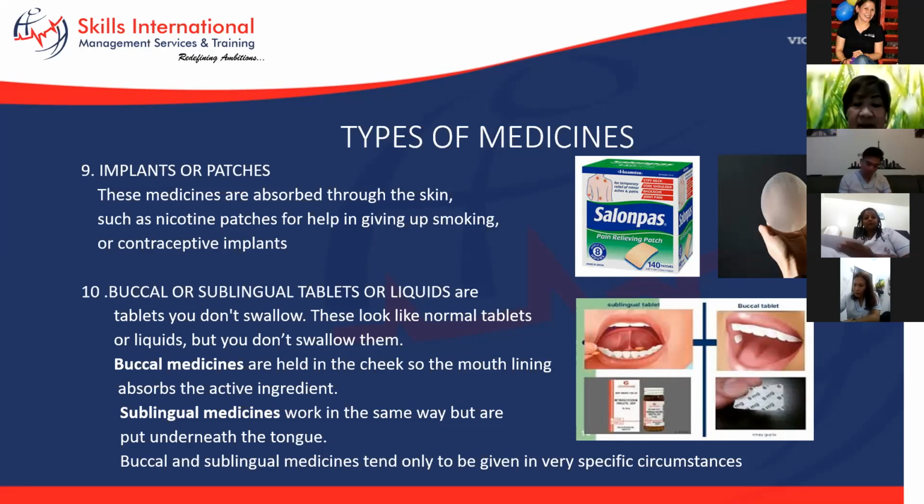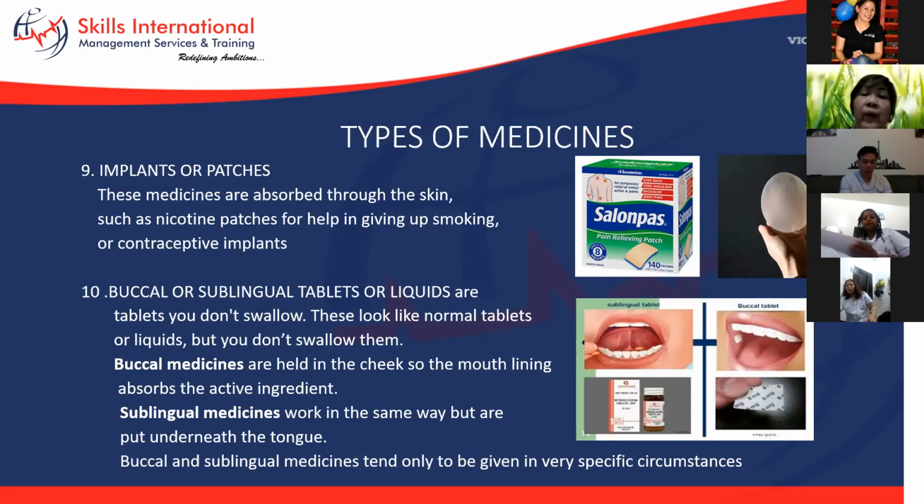Buccal and sublingual medicines are only given in very specific conditions. Some of those tablets are for heart attack patients, who use the sublingual route because it is easy to absorb. Under the tongue, it is a very thin layer of skin. These medicines are very effective once put underneath the tongue or on the side of the cheek. That's why they are called buccal or sublingual.